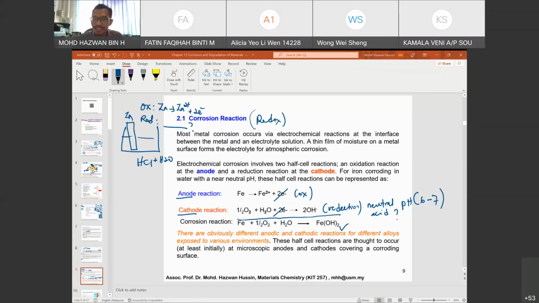Li Jing, are you there? Yes, doctor. Okay, Li Jing. So I think just now Kamala has told that the reduction process will be different as compared in neutral condition. So what do you think? Do you have any idea what will be the reduction process of zinc metal in dilute acid solution? Maybe produce zinc chloride. Zinc chloride actually the product. Okay, hydrogen gas. Very good. So I take that one: zinc chloride and hydrogen gas.